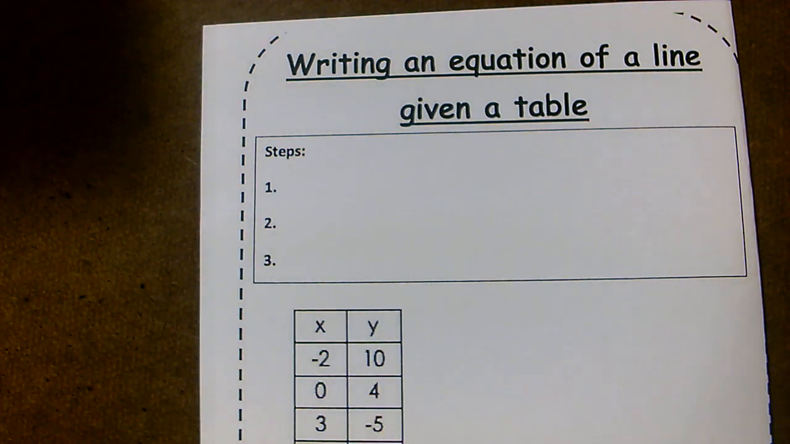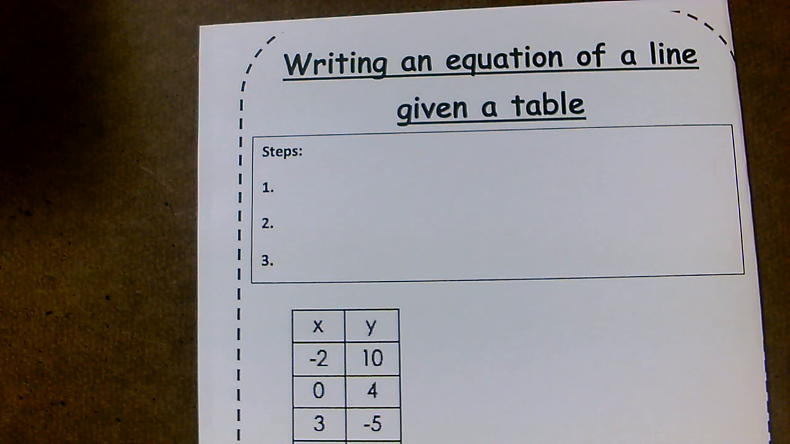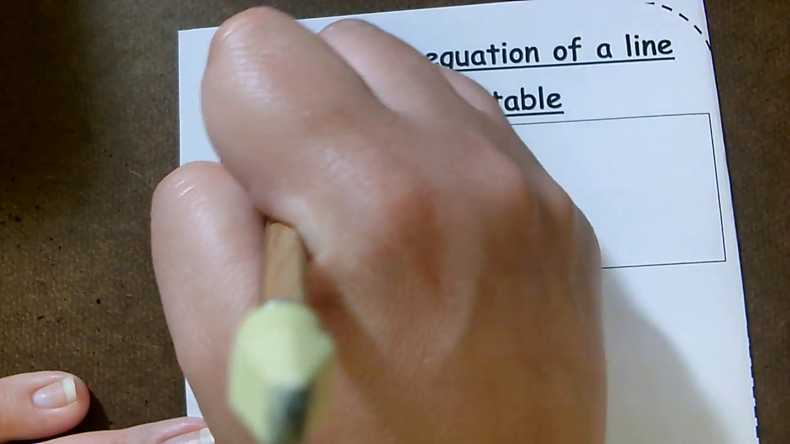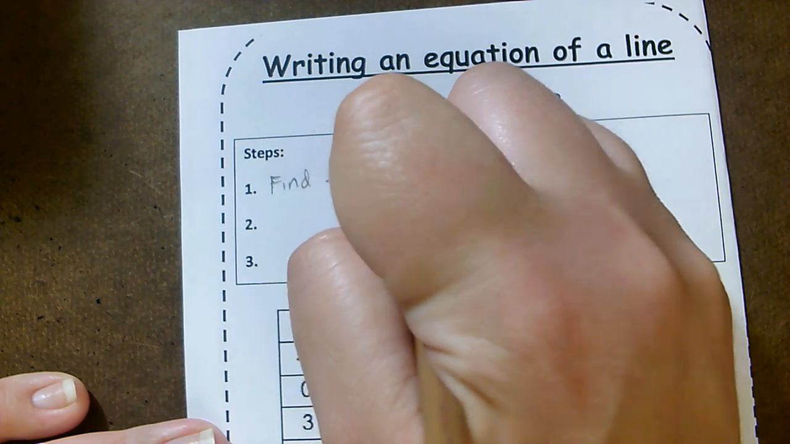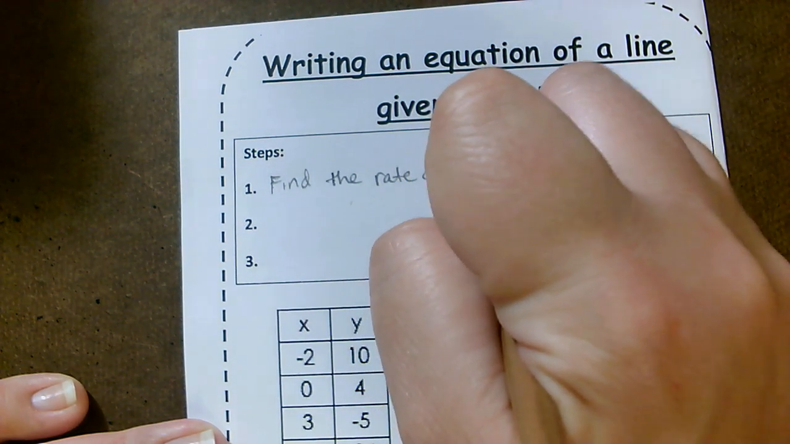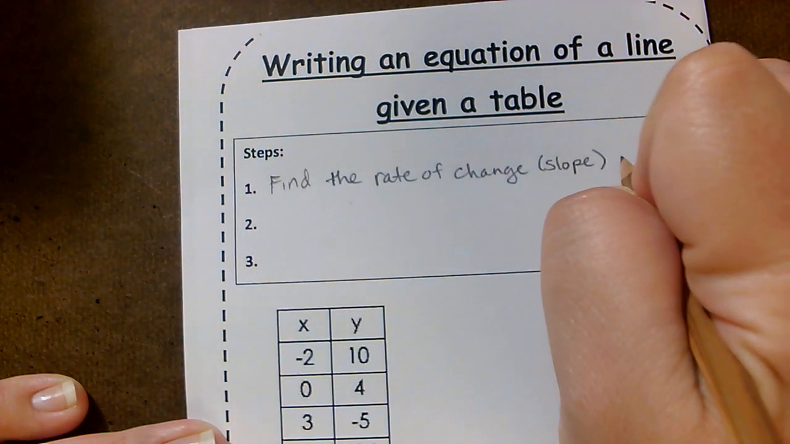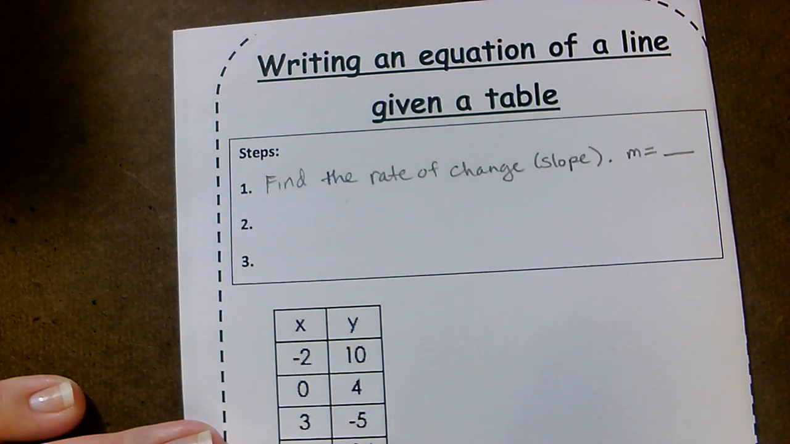So let's fill in the first 3 steps together, and then we will do these 2 examples together, and that will be it. All right, so first step, as always, is to find our slope. So under number 1 here, let's write, find the rate of change or slope. So that's m equals. We're going to try to figure out what m equals, right?